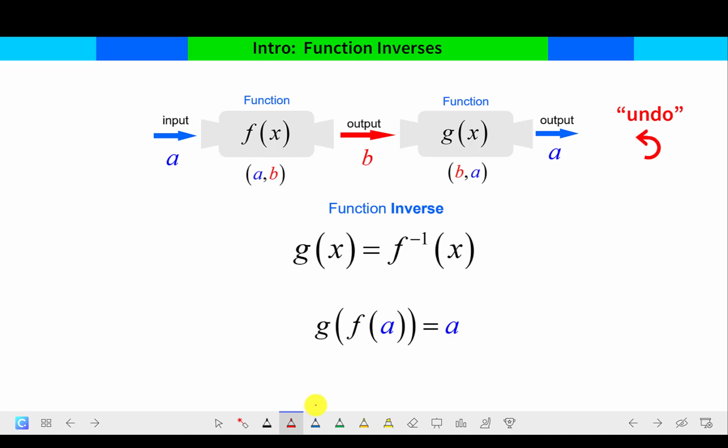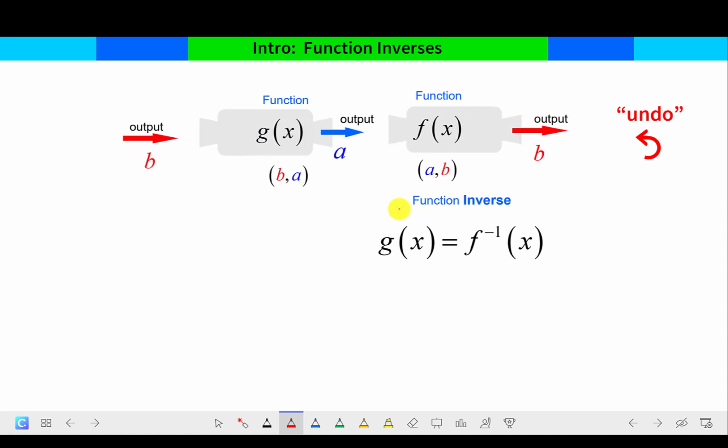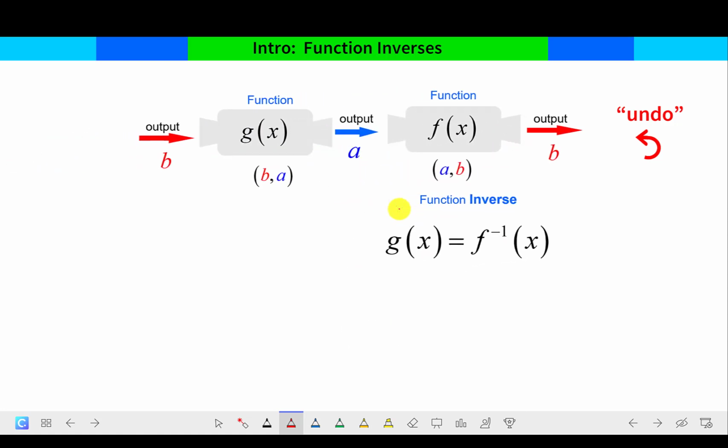Given our little diagram here, we say that g of x undoes this. So g of x is the inverse of function f. But it's also that f of x is the inverse of g of x. So it could be the same way both ways. So remember, they work together. They are inverses of each other.